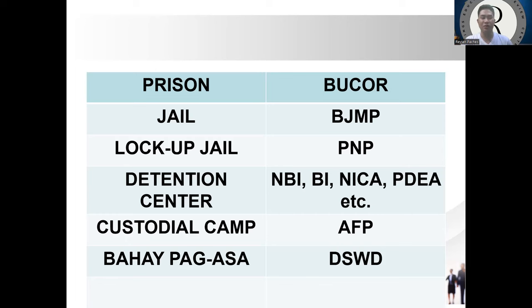Then, of course, we have the custodial camp. Okay, very good. That is what we call, ang ginagamit yan ng Armed Forces of the Philippines or the AFP. Then of course, yung mga bahay pag-asa, ang gumagamit yan, walang iba, yung DSWD. Sila yung nangangalaga sa mga child in conflict with the law or yung mga tinatawag natin na youth offenders in the Philippines. Okay, so I hope very specific kayo sa tinatawag natin na different distinction or different terminologies na to. Okay, so yan.